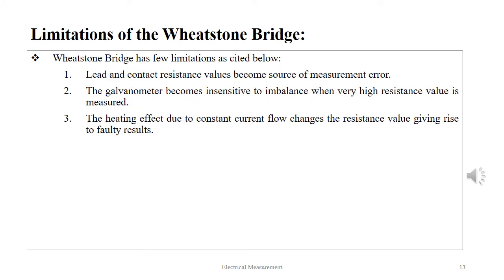Wheatstone bridge has a few limitations as cited below. Lead and contact resistance values become a source of measurement error. The galvanometer becomes insensitive to imbalance when a very high resistance value is measured. The heating effect due to the constant current flow changes the resistance value, giving rise to faulty results.